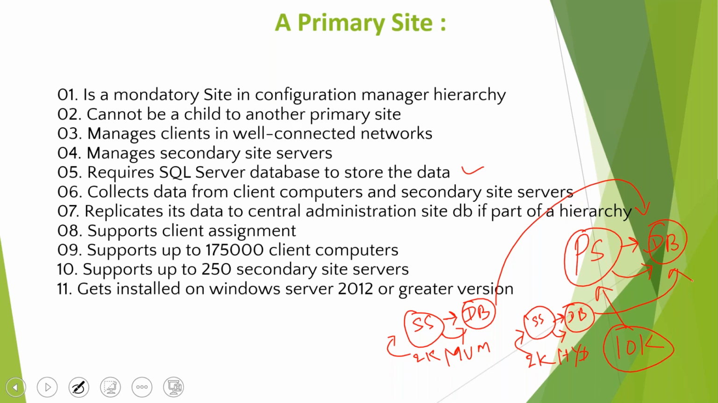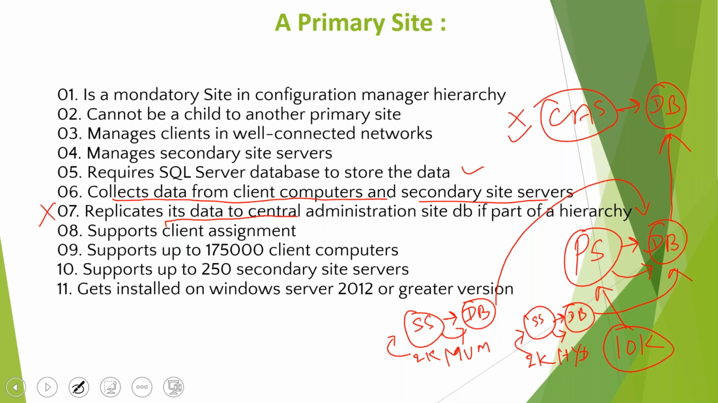So secondary site, what does it say? Collects data from client computers and secondary site servers, and replicates its data to central. Now, in case central is there, then it is going to replicate there. This point is valid only when the central is there. If the central is not there, then this point is not valid.